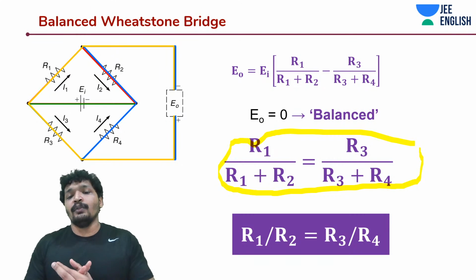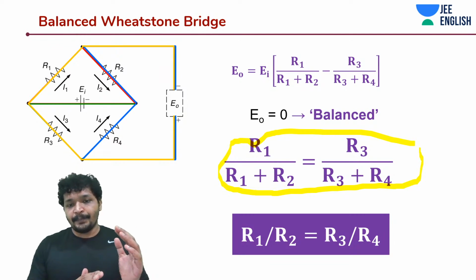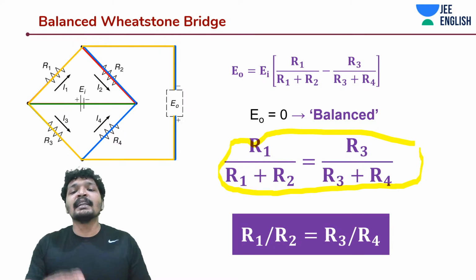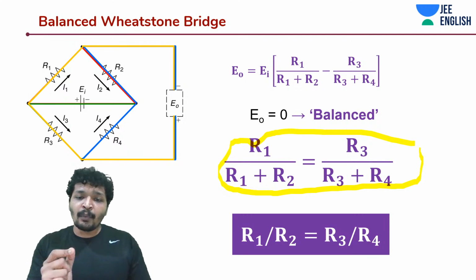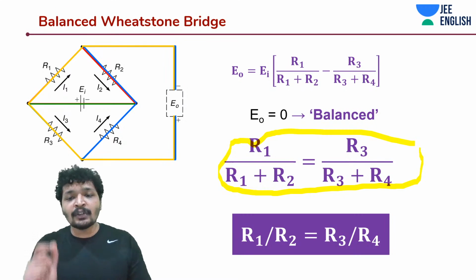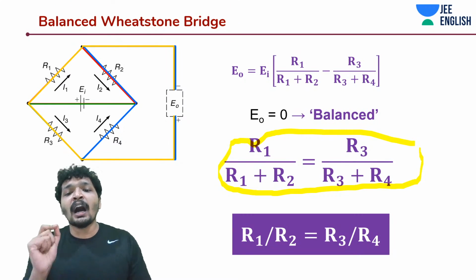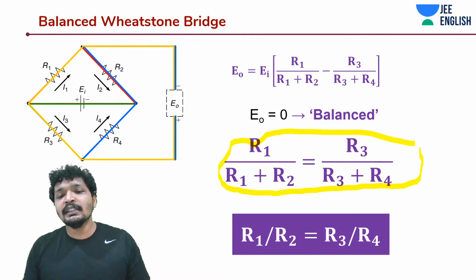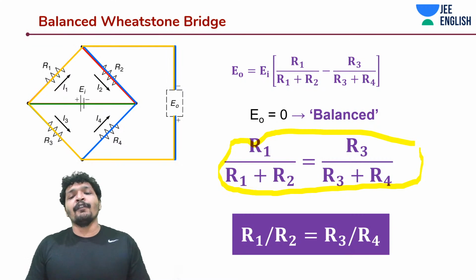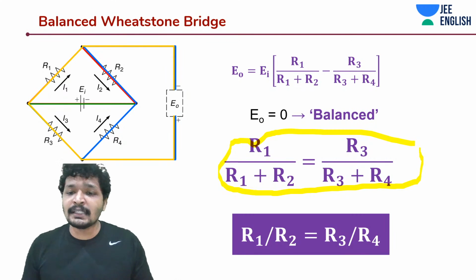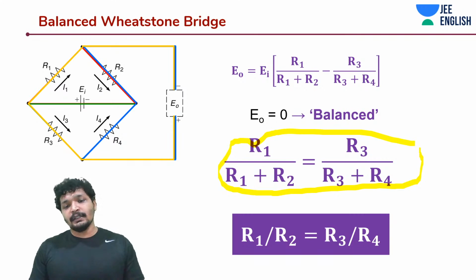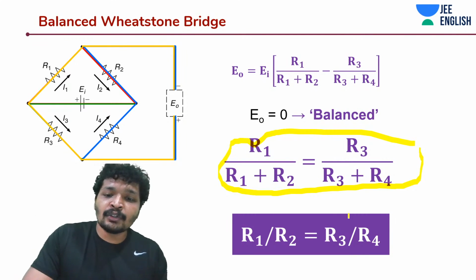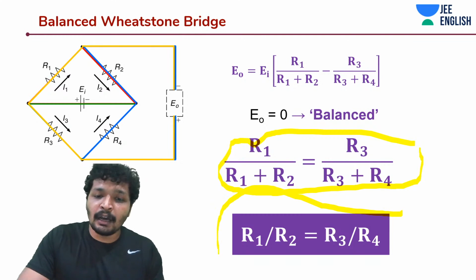Now, on the left hand side, I am going to divide it. That means I will get 1 plus R2 by R1 is equal to 1 plus R4 by R3. I'll cancel out the 1 on each of the sides and then I'll get it in the form of R2 by R1 is equal to R4 by R3. Again I can take the inverse and write it as R1 by R2 is equal to R3 by R4.